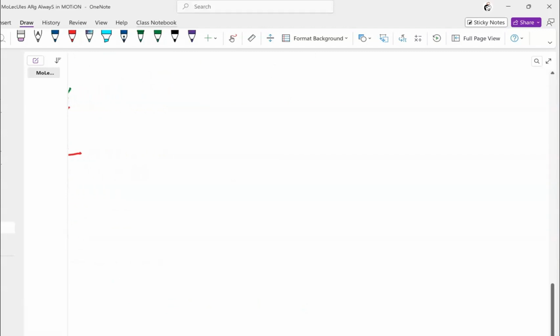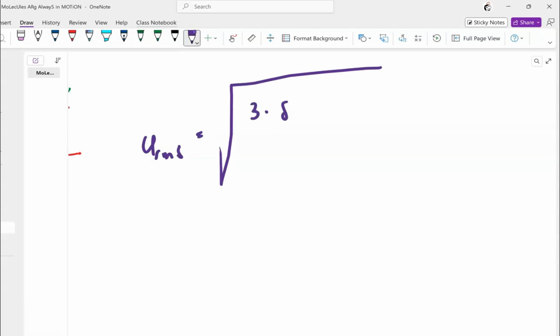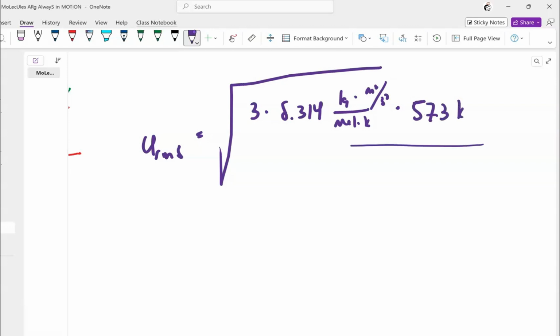So we're going to calculate the velocity of our hydrogen at the same temperature, and we're going to say root mean square velocity is going to be equal to the square root of 3 times 8.314 joules over moles Kelvin. And remember that a joule is another way of saying a kilogram times a meter squared per second squared. And our temperature is still 300 degrees Celsius, otherwise known as 573 kelvins. Our mass is quite a bit less, 0.002 kilograms.